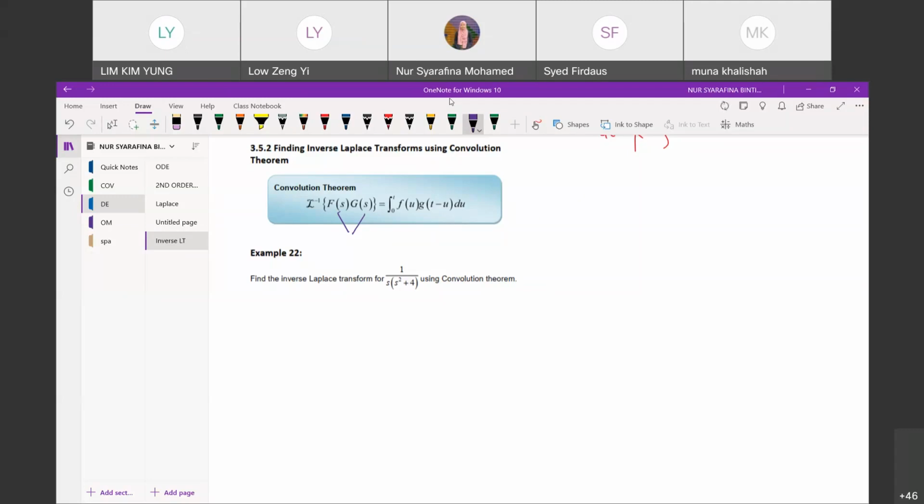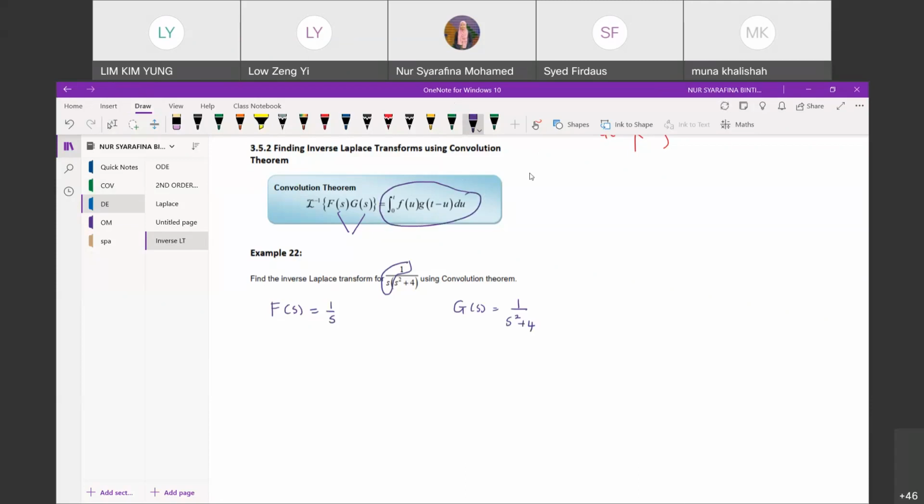Now let's take a look. This is quite easy. Let's take a look at this example. We have 1 over s times (s squared plus 4). As you can see, this is a combination of two functions. So Fs equals 1 over s, Gs equals 1 over s squared plus 4. Because we want to match with this theorem, we need to inverse transform one by one first.